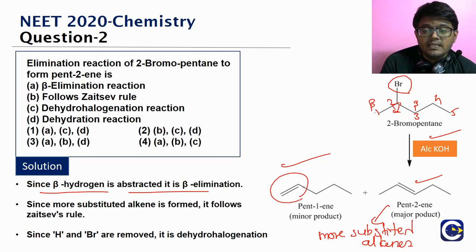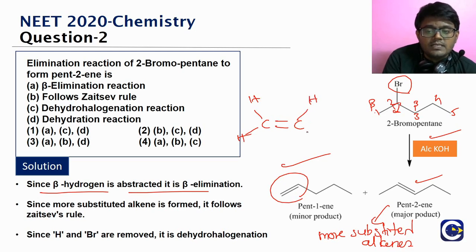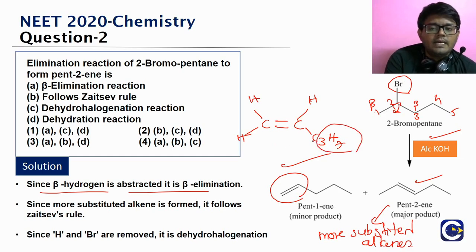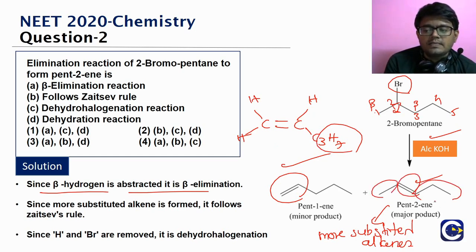If you look at the alkene here, the terminal carbon will have only hydrogens. The other carbon is attached to one hydrogen, and on the other side it will be C3H7. So we have only one group attached to the alkene carbons. Whereas here we will see that there are two groups. This side we have an alkyl group, and that side also we have an alkyl group. So that becomes the more substituted alkene.